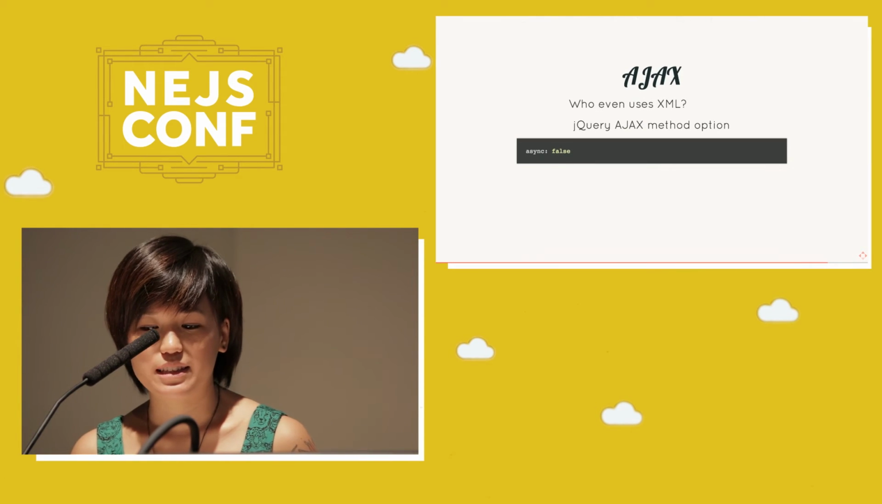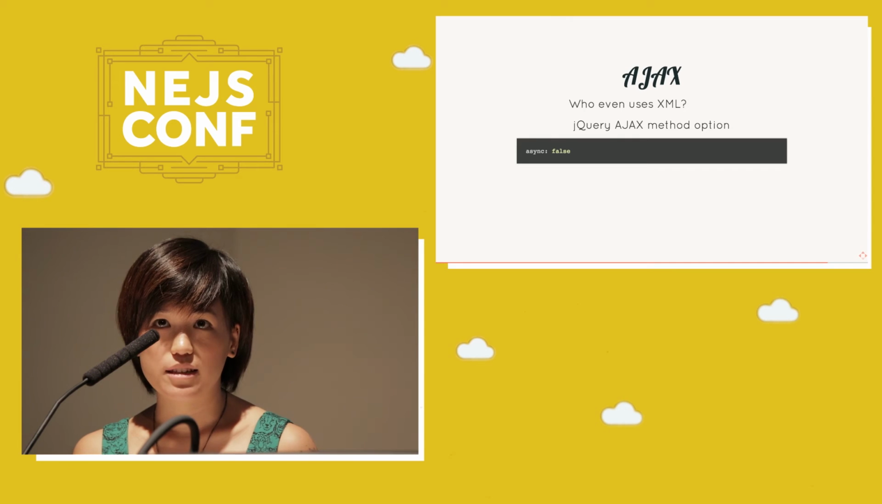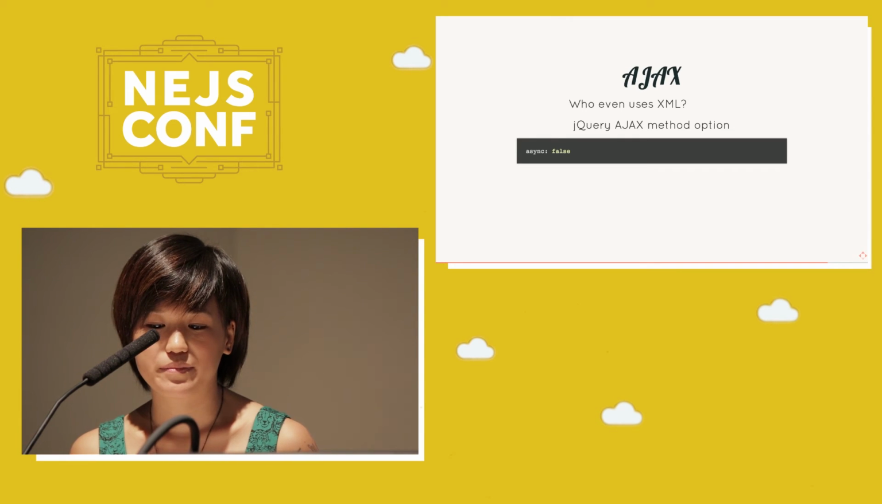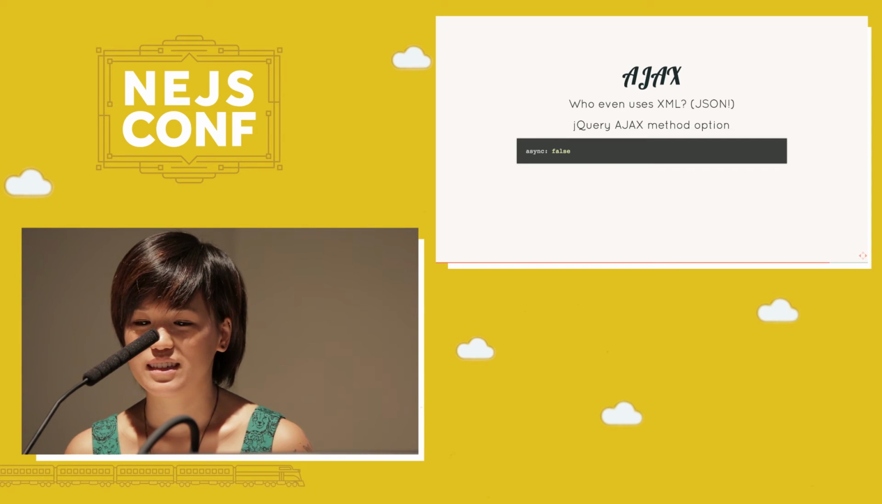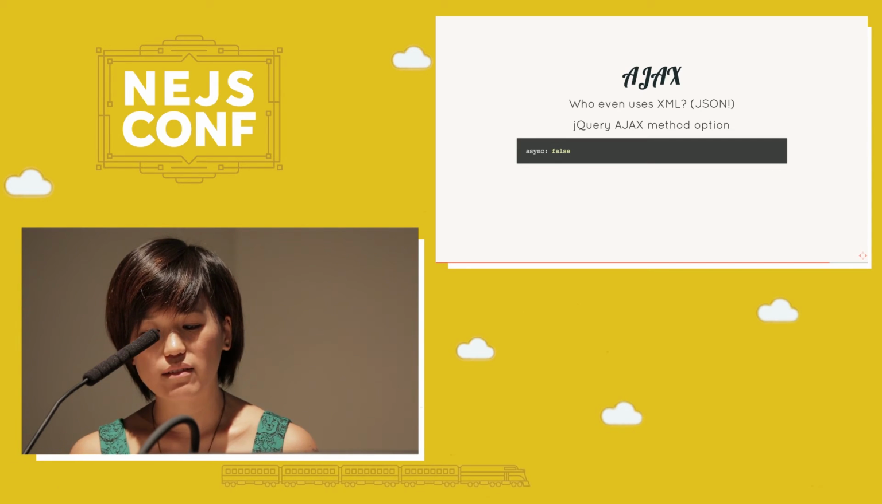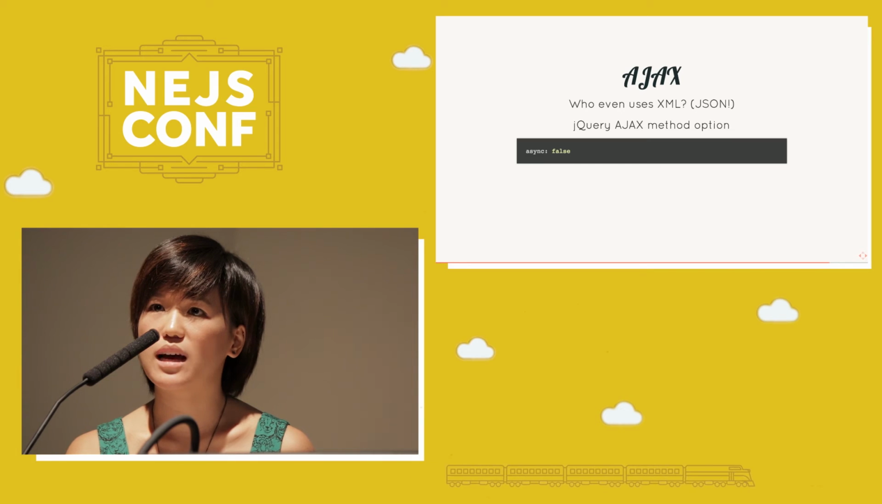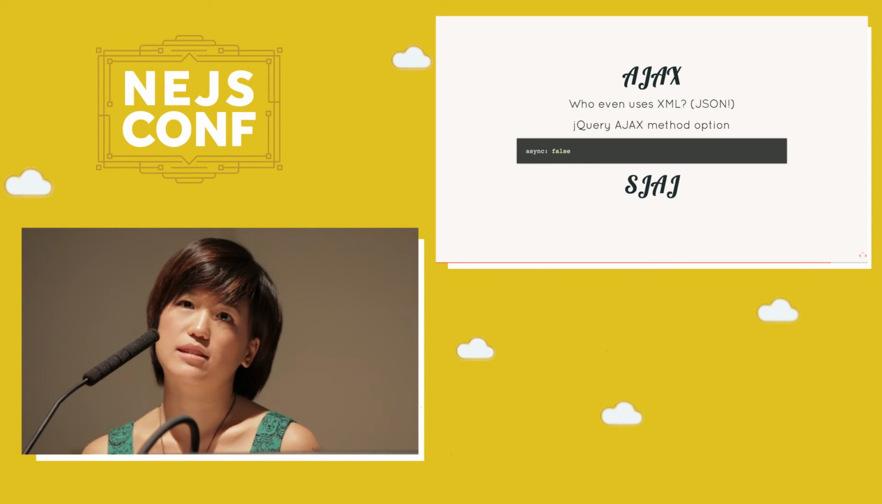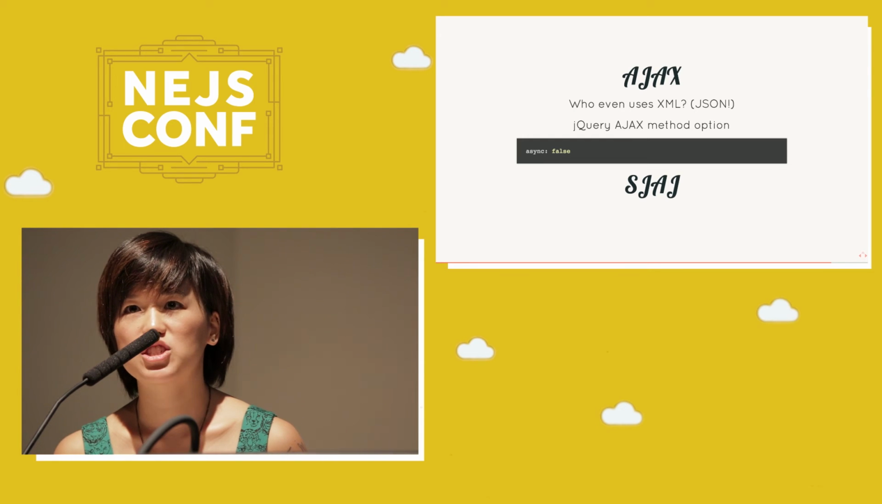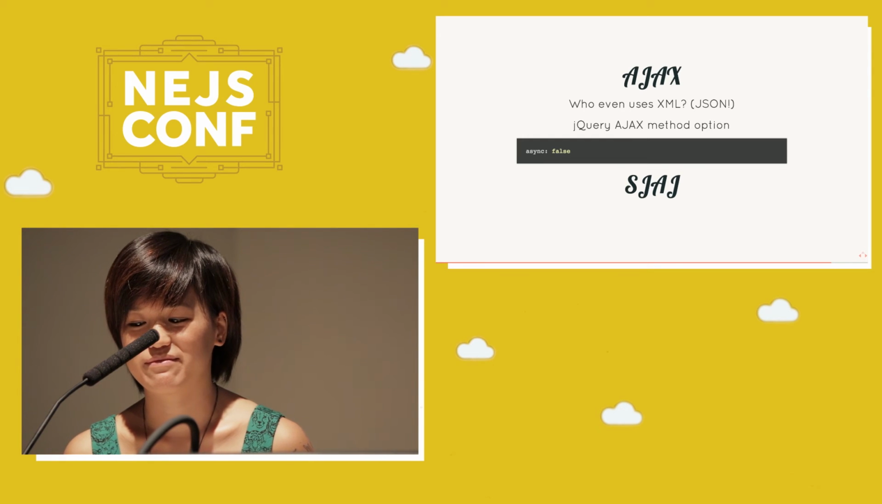Lastly, I have Ajax, which stands for Asynchronous JavaScript and XML. Number one, who even uses XML these days? Number two, I figured out that the jQuery Ajax method has an option to set async to false, so you could be running SJAJ, synchronous JavaScript and JSON.